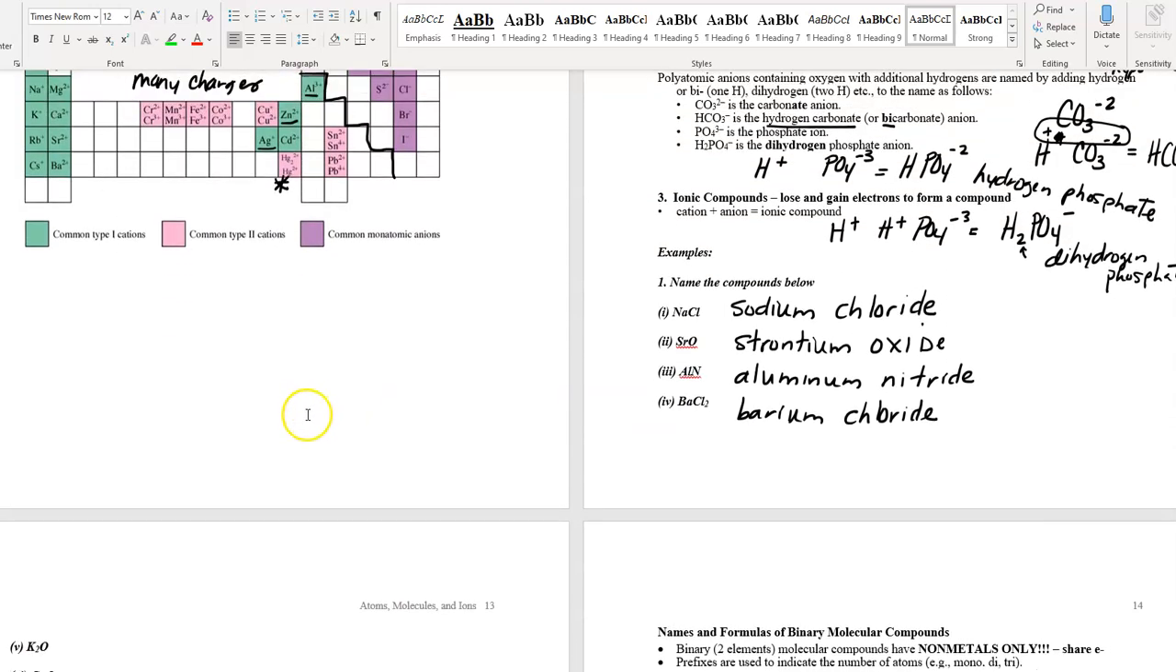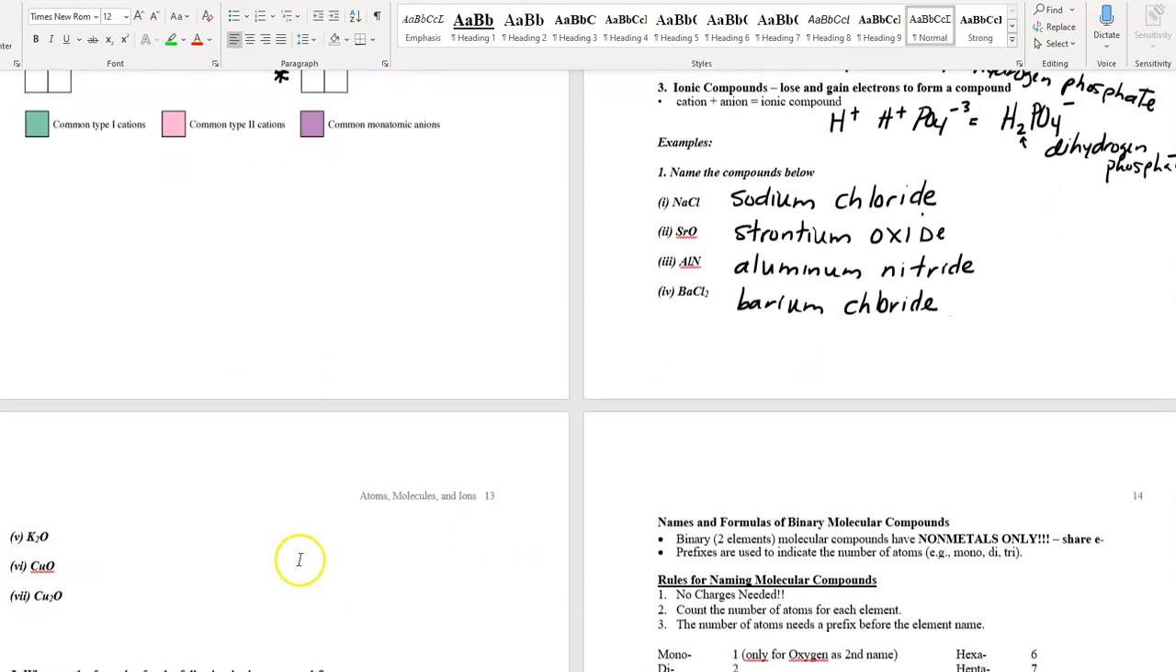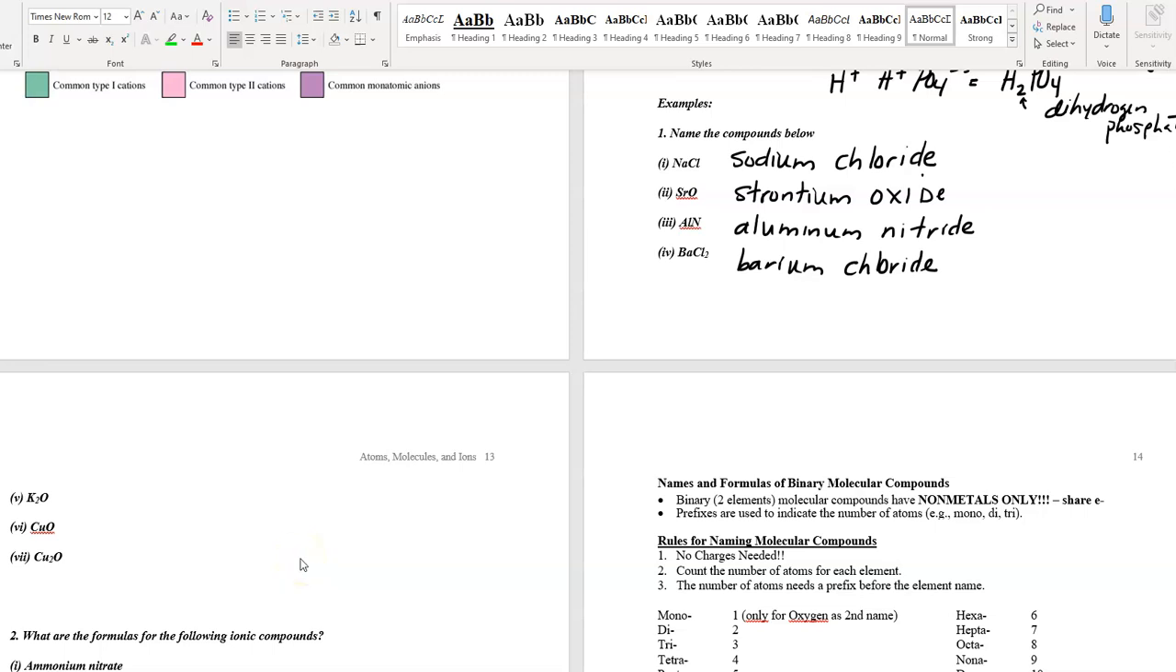Over here, real quick on letter V, I have potassium. And just because I have 2 potassium, I don't call it dipotassium. And I got oxide, not monoxide. We only use monos, dis, and tris if we were doing molecular compounds.